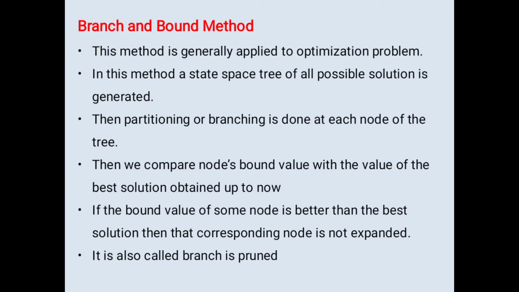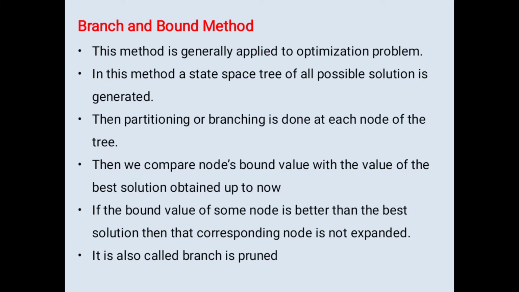Then, if you get the best solution, we compare the node's bound value with the value of the best solution. Suppose we have many solutions. We analyze any one solution, and that is its bound value. The bound value means how close the solution reaches to the best solution. That value is compared with the best solution.